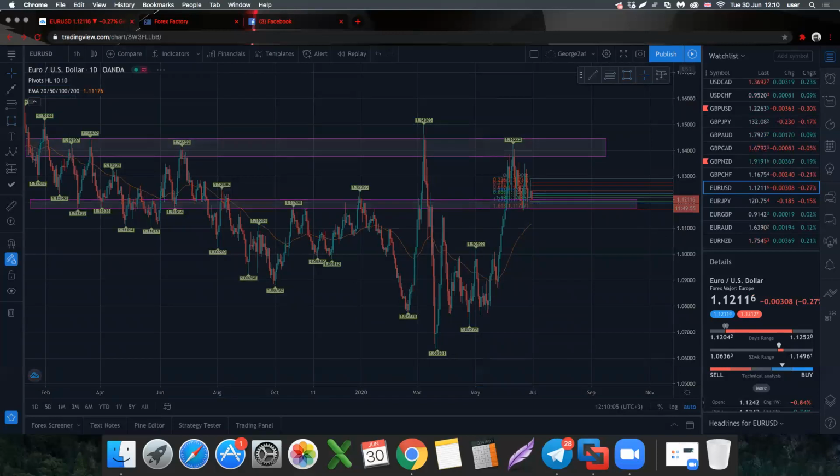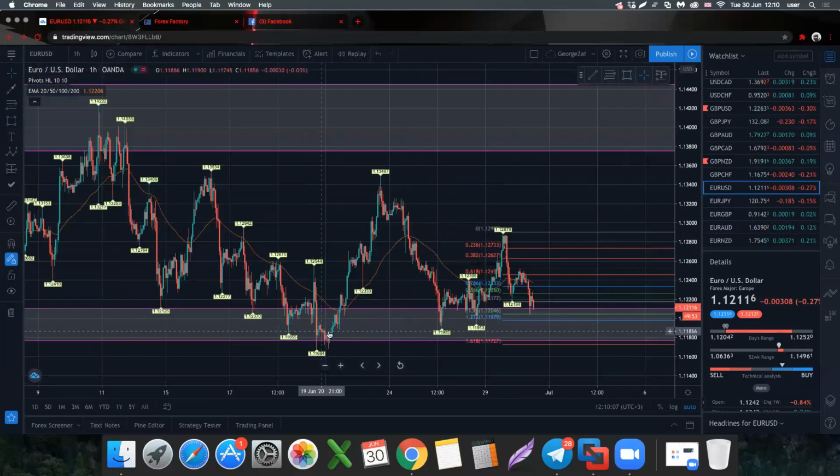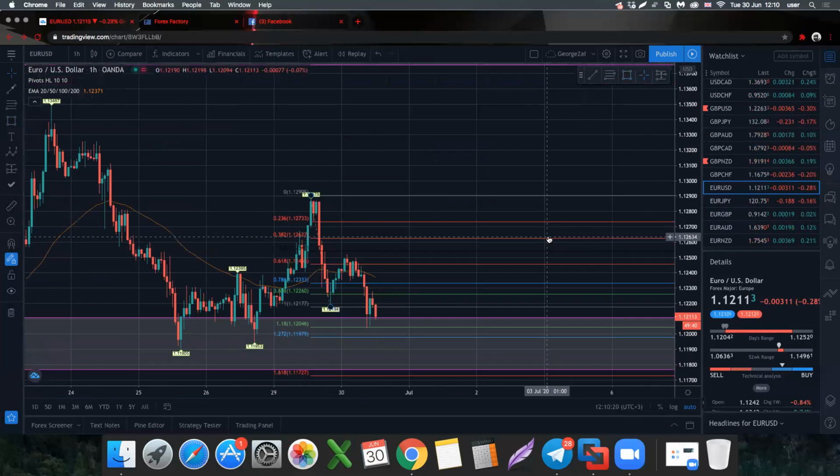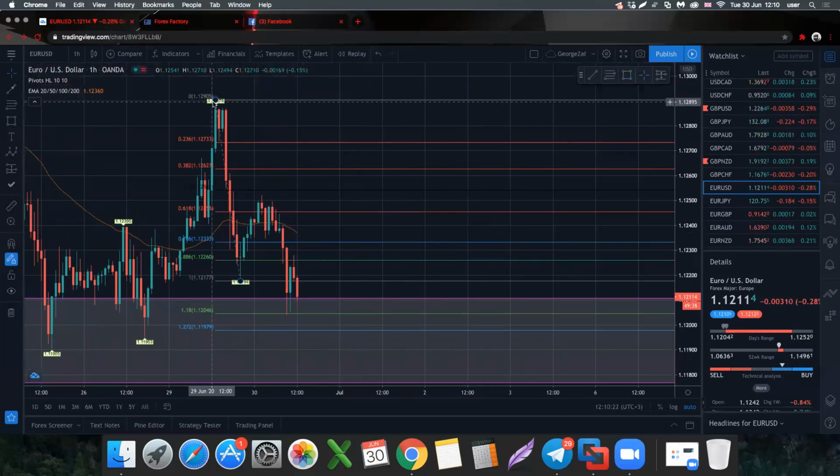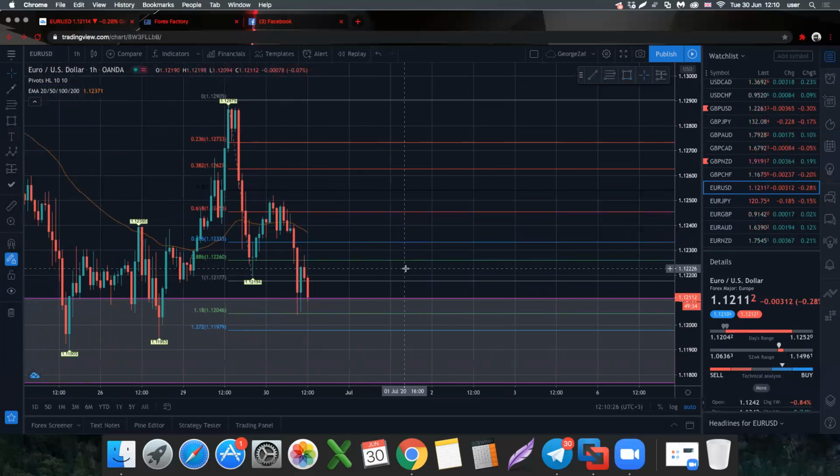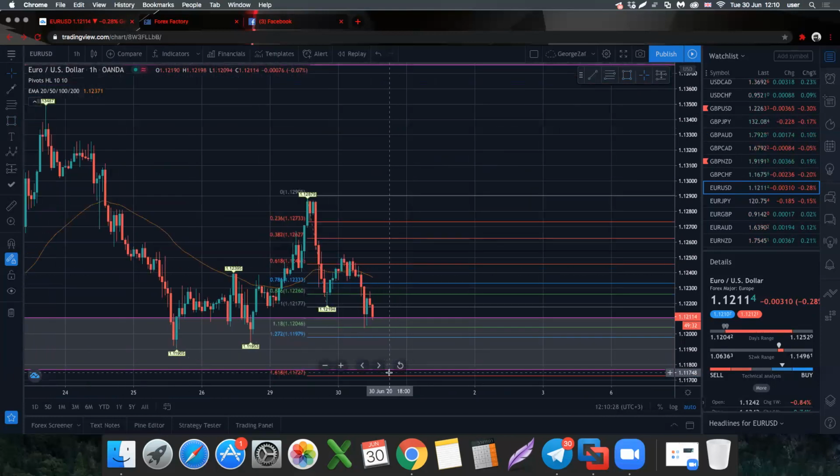Go back to an hour and look at this. This level is the support in day one. So I believe it will keep going down. Pull back and boom, it will keep going down, at least here.